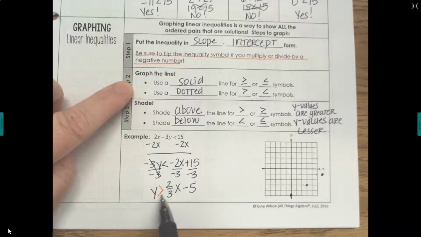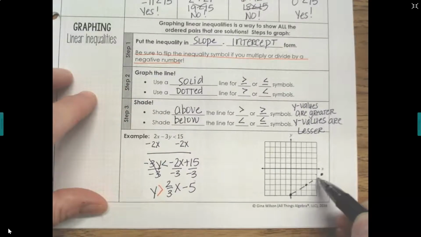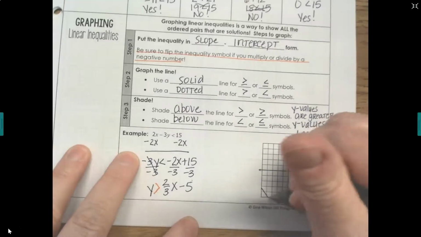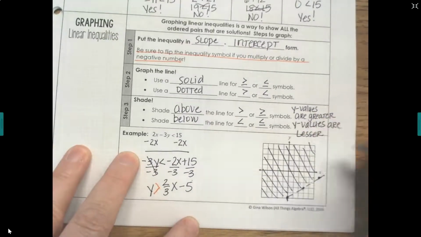This is not an equal to, so we need to have a dotted line. So any point on the line is not a solution. And this says y greater than, so always start at the y-intercept. Where are the y values greater than negative 5? If I go down or if I go up? Negative 4 is greater than negative 5. Negative 3 is greater than negative 5. So really, I'm shading any point here.